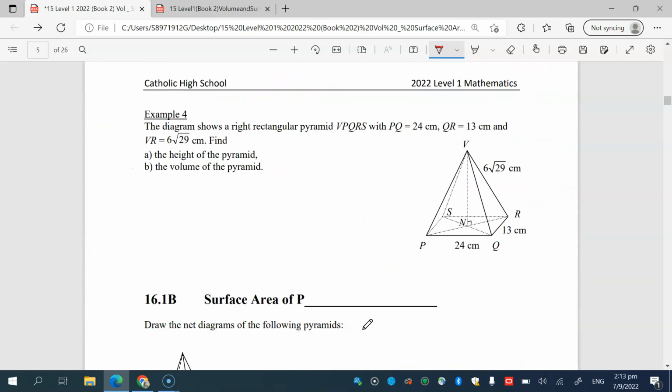The diagram shows a right rectangular pyramid VPQRS where PQ is 24 cm, QR is 13 cm, and VR, which is this slanted edge over here, is 6 root 29 cm. Find the height of the pyramid. So when they say height of the pyramid, they're asking for VN, right, which is over here. Let me highlight for you. This is the height of the pyramid, VN.